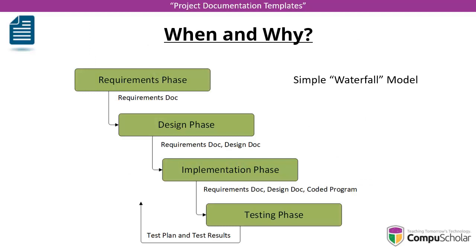And in a simple waterfall model, there are really four main phases. There's a requirements phase where you sit down and think about what you're going to write and what requirements it needs to meet. There's a design phase where you figure out exactly how you're going to meet those requirements. There's an implementation or a coding phase where you actually sit down and create the program based on your designs and your requirements. And then there's a testing phase where you go through a careful test plan to make sure that your program meets all of the requirements.